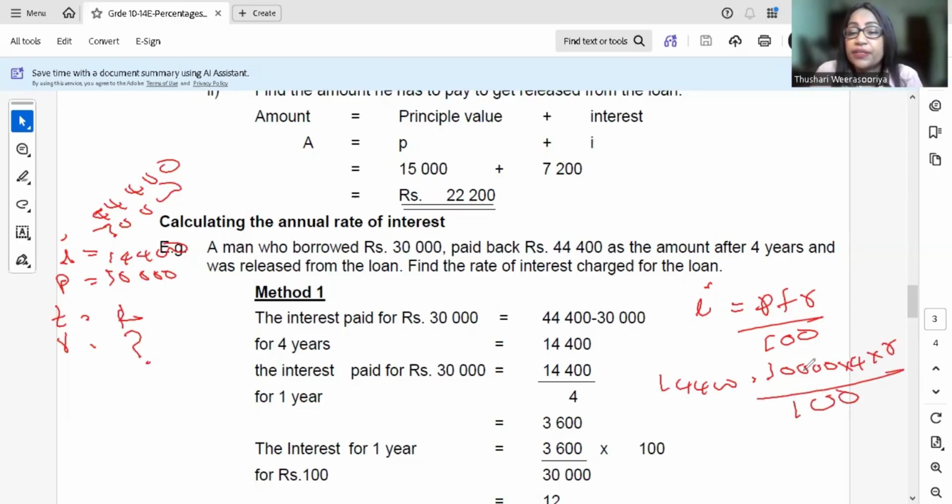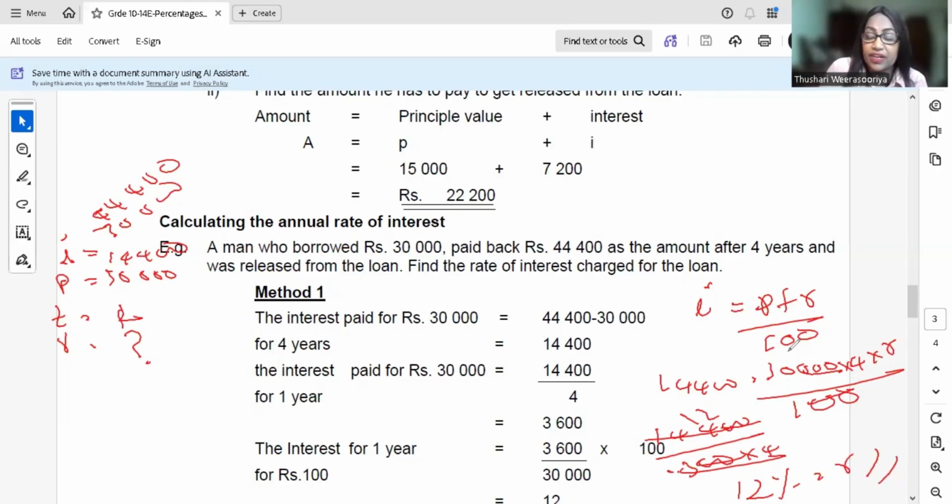It's over 100. Then you can cancel the zeros. Then 14,400 divided by 300. Cancel the zeros. Then 3 times 4 is 12. 12 divided by 12, that is 12. Rate is 12%. Got it? Right. I assume you can understand that type.